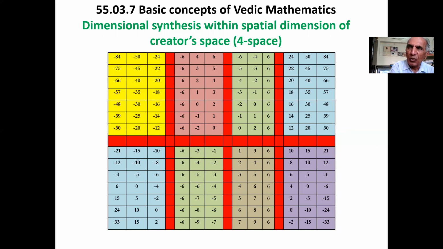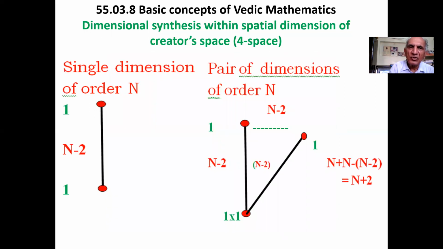That means both faces of the surface get superimposed and interlocked in such a way that the in-between space gets unmanifested. It is this unmanifestation happening which is to be enlivened as a manifested state. For it, we have to understand, we have to comprehend the dimensional synthesis within spatial dimension of a creator's space.